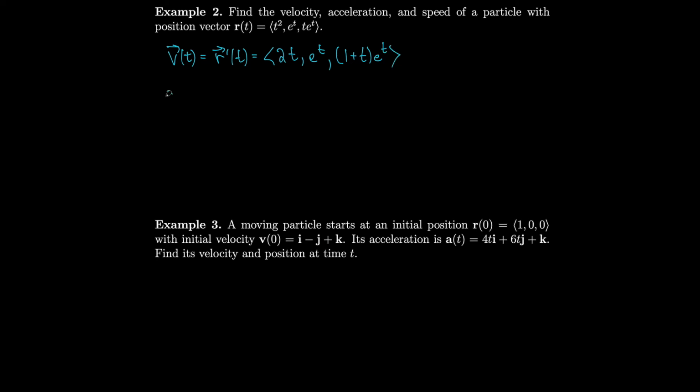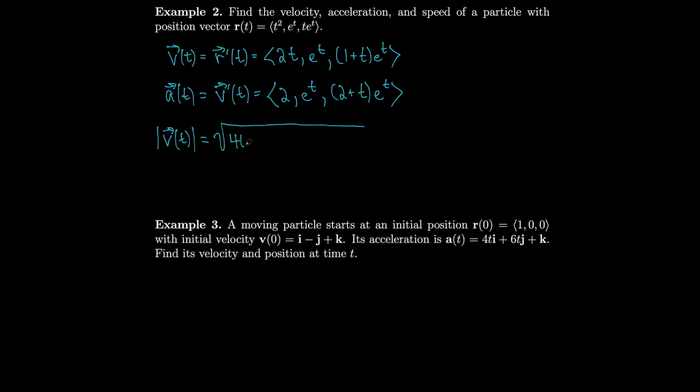And then acceleration is the derivative of velocity, or the second derivative of position, however you want to think about it. So that's 2, e to the t, and then 2 plus t, e to the t. Again, you have to use the product rule and simplify. Then if I want speed, that's the magnitude of velocity, and that's the square root of 4t squared plus e to the 2t plus 1 plus t squared e to the 2t.